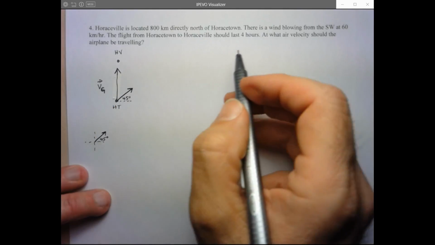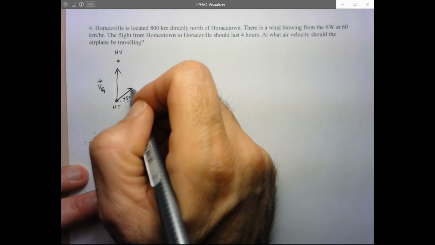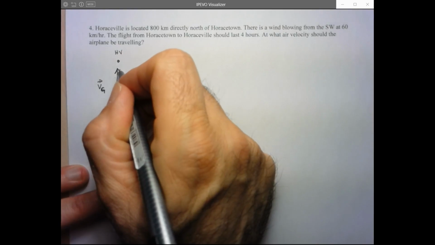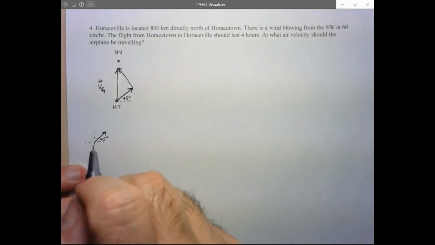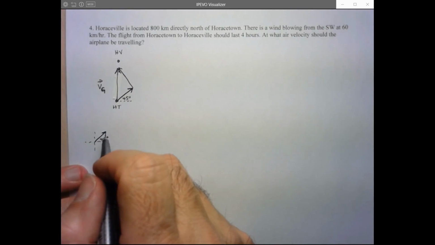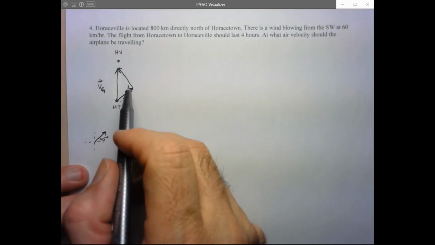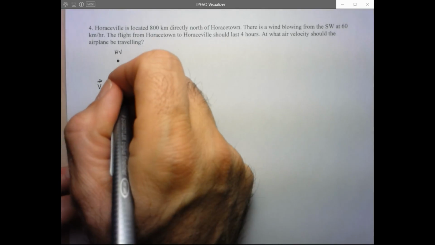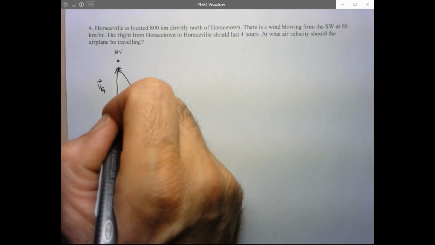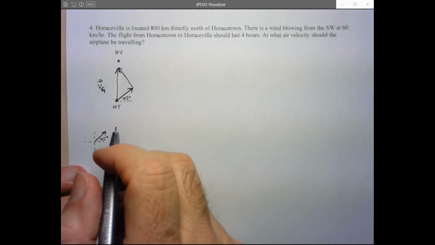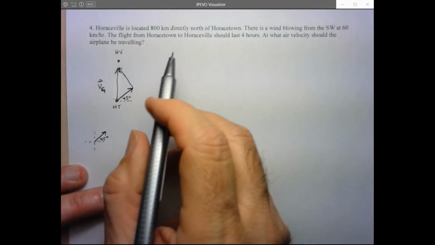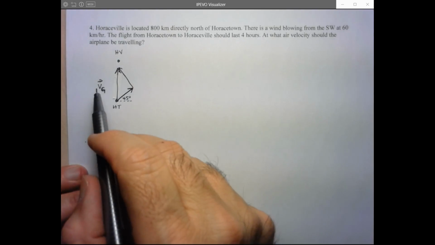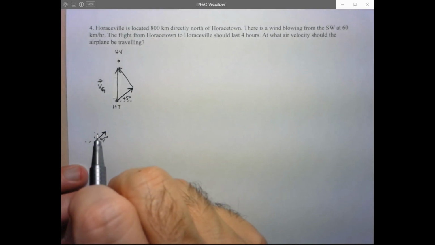Okay, and so the air velocity, because we want this to be the resultant, must go in that direction. So that means the velocity of the wind plus the air velocity has to add up to your resultant velocity that you want. That's often the mistake made in a question like this: misunderstanding which is the ground velocity and which is the air velocity.